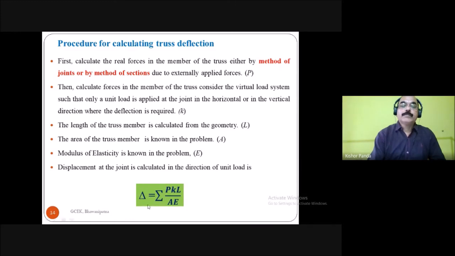This displacement you can find using this formula: delta is equal to the summation of P K L divided by A E. So this is the displacement you can find at the joint in the direction of the unit load.